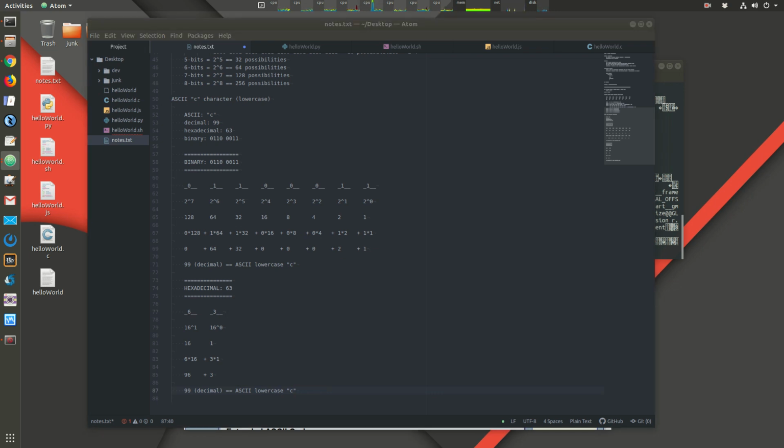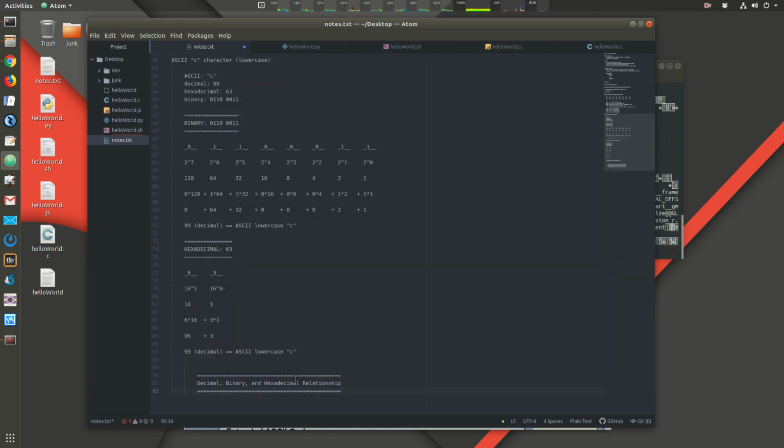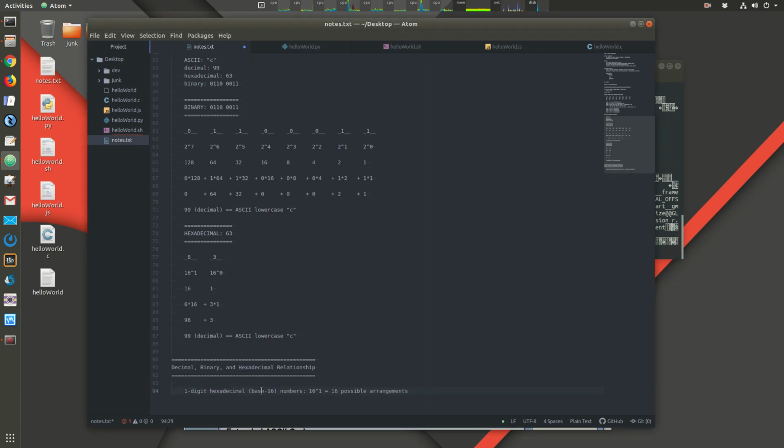Okay, so now we want to talk about the relationship. We're starting to see a pattern and a relationship between binary and hexadecimal and decimal. There's a special relationship between binary and hexadecimal, though, that is very important, and that's why you see hexadecimal show up so much in computer science. All right, and we're going to talk about that relationship now. Okay, so we have 1 digit of hexadecimal base 16 numbers, right? There's the base times the number of digits, and it's 1 digit number, so there's going to be 16 possible arrangements.